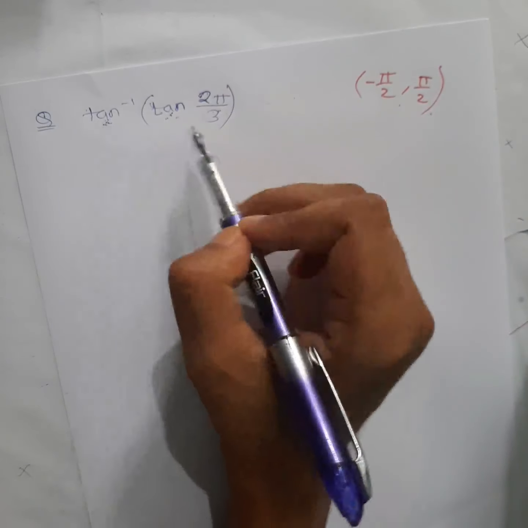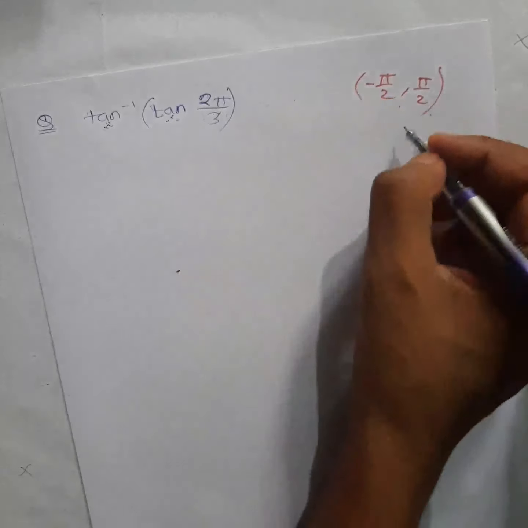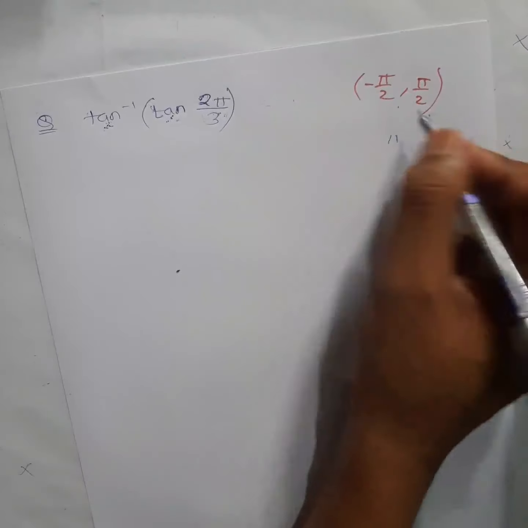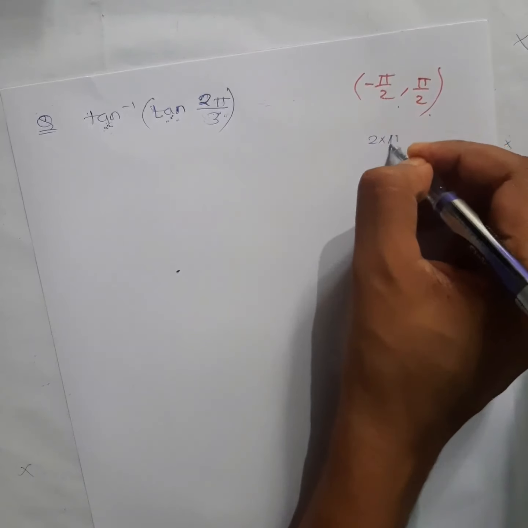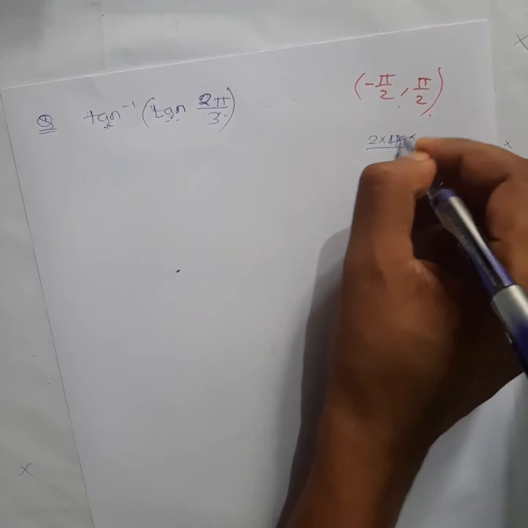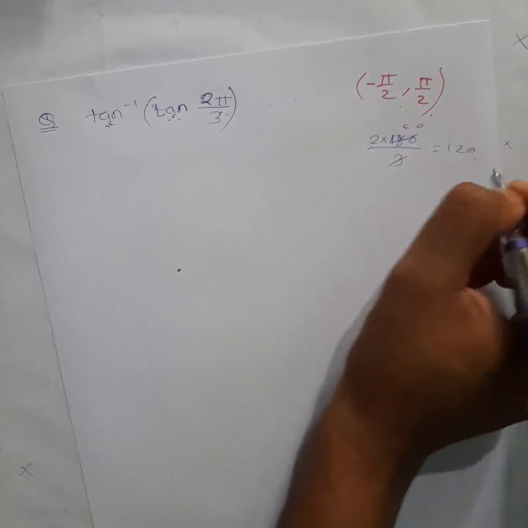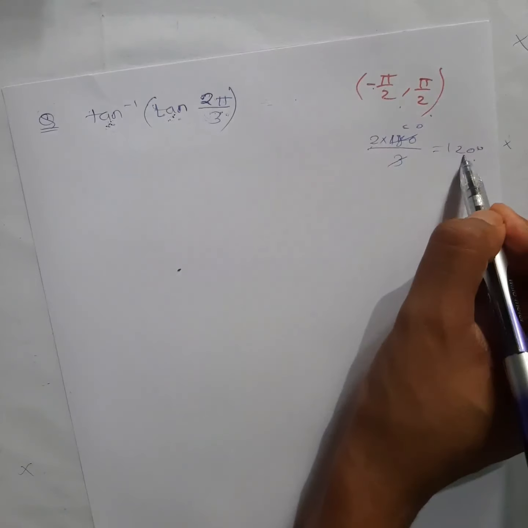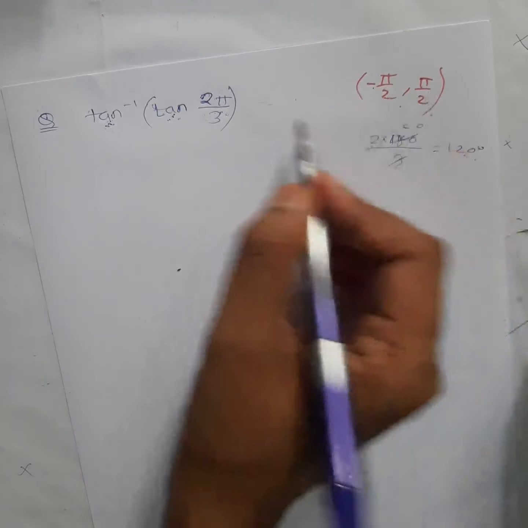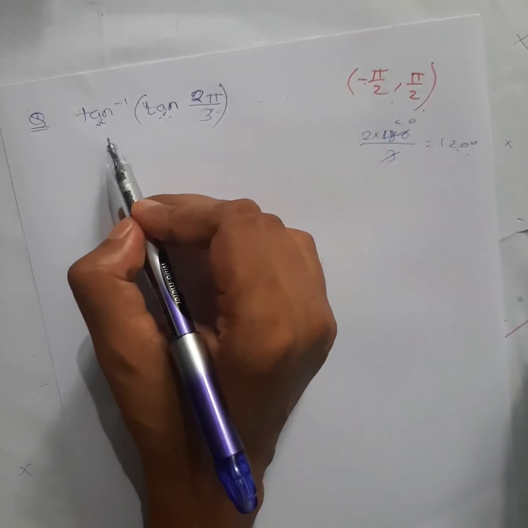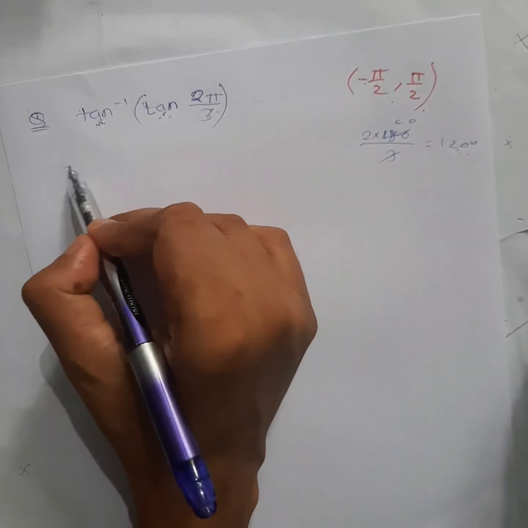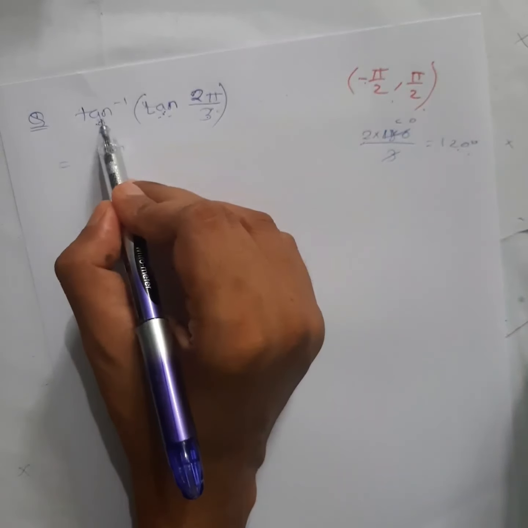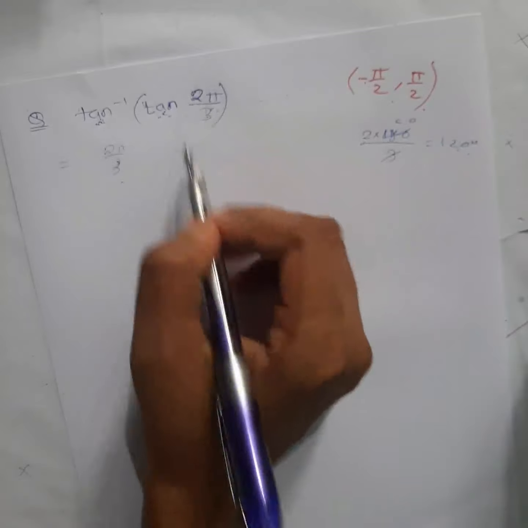So in this case you will see 2 pi by 3. If you have confusion whether it will lie in this range or not, try to find out in terms of degree. 2 into 180 by 3, 60, so it will be how much? 120. So 120 degree, this is how much? Minus 90 to 90, right? So 120 does not lie in this range. So you can see this angle does not lie in this range. Now if it does not lie in this range, I cannot write directly the answer for this one, 2 pi by 3, because this is not inverse function of this one in this angle.